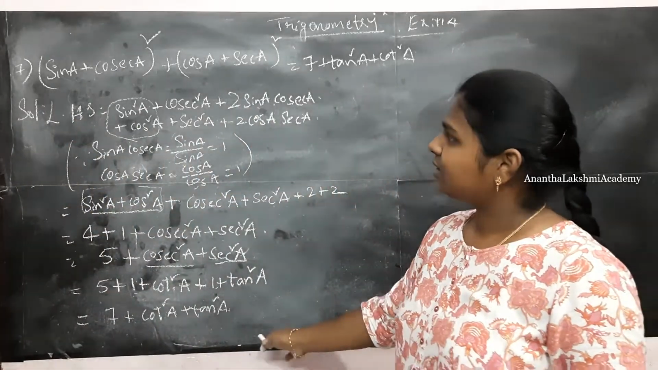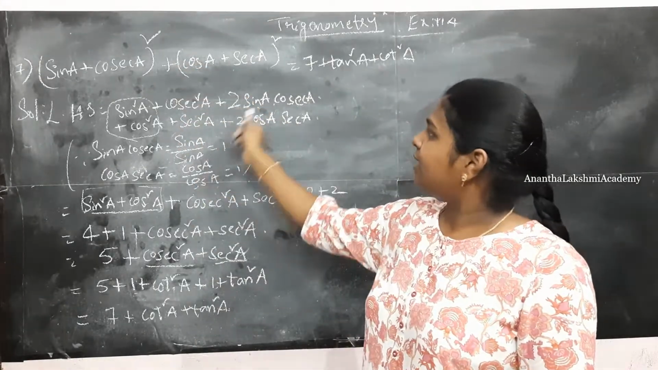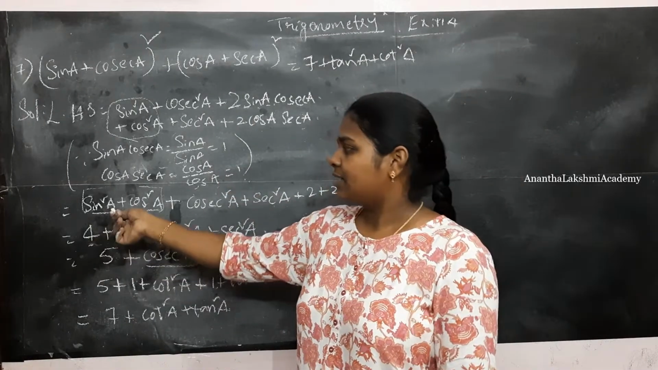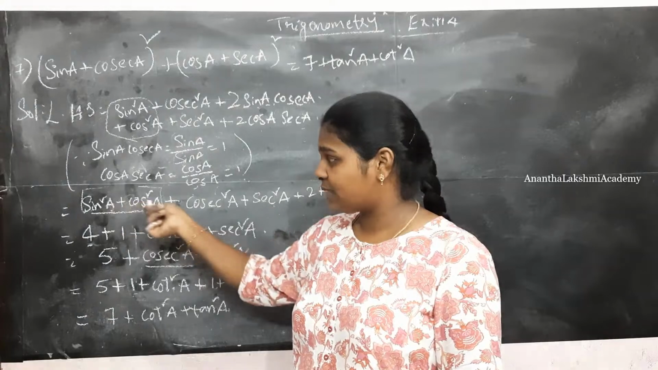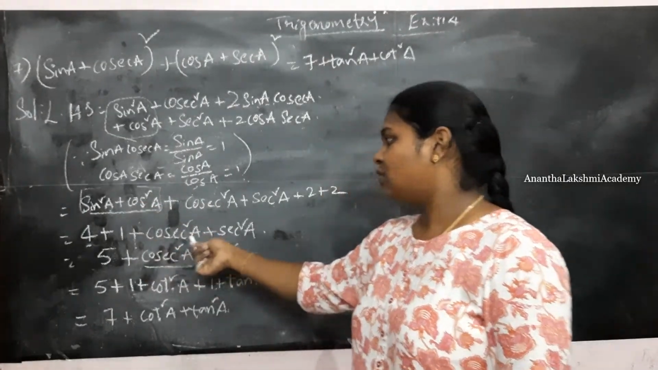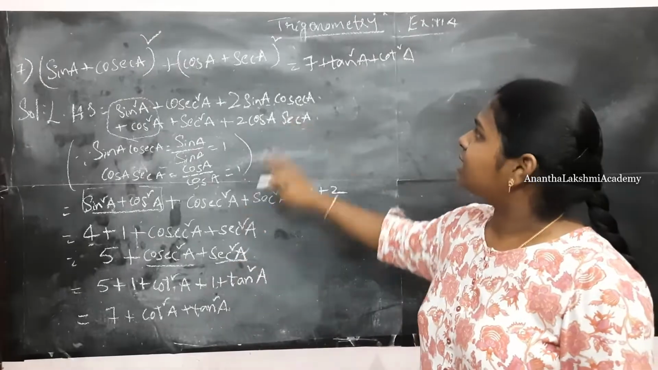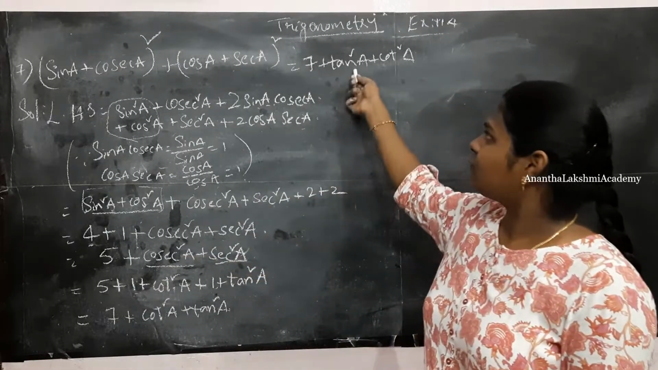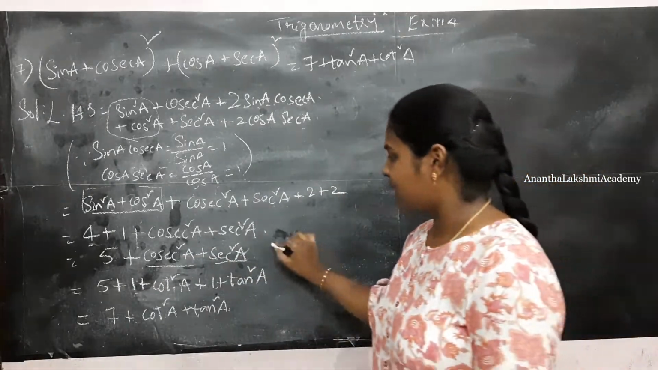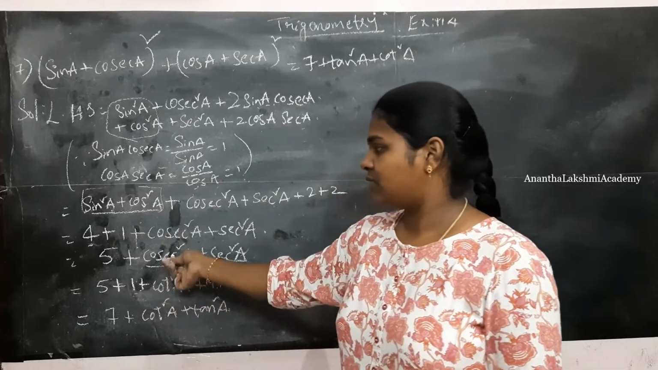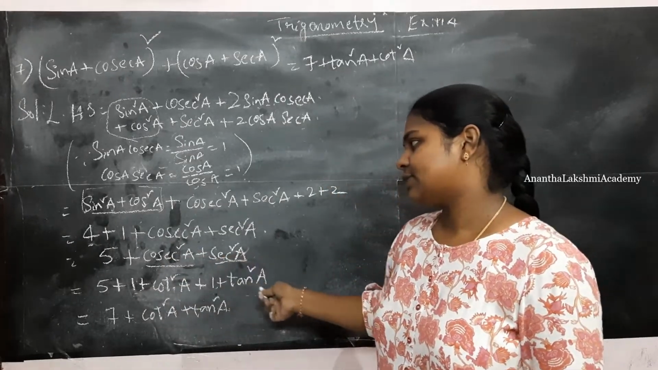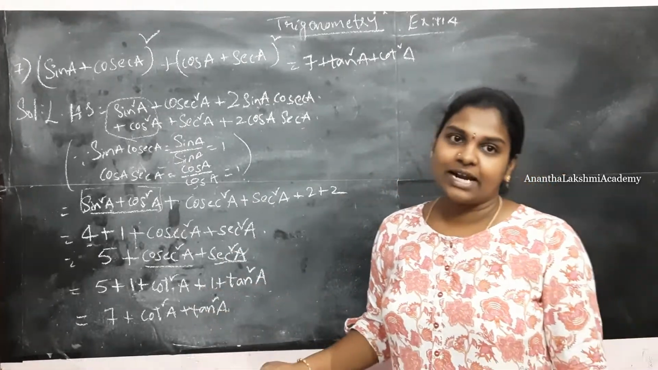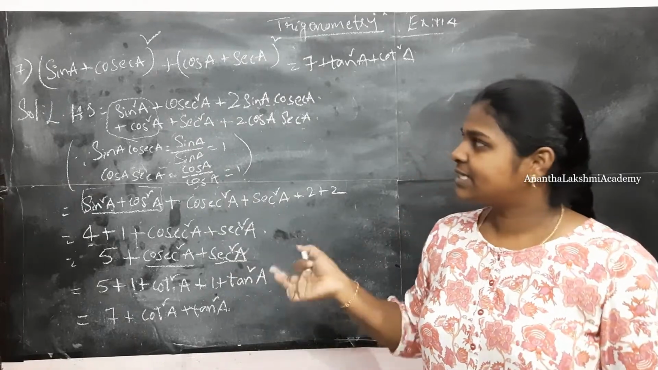What have I done here? I just expanded this form, and sin A cosecant A and cos A secant A is 1. That's what we substituted and we got 4. Then we used the first identity, sin square A plus cos square A is equal to 1. Later on we got 5 plus cosecant and secant, but here it is 7 plus tan and cot. So in order to write cosecant and secant in the form of tan and cot, we have used the trigonometric identities: 1 plus cot square A is equal to cosecant square A and 1 plus tan square A is equal to secant square A. These are the second and third trigonometric identities which we derived in the earlier video. Alright, this is about problem number 7.